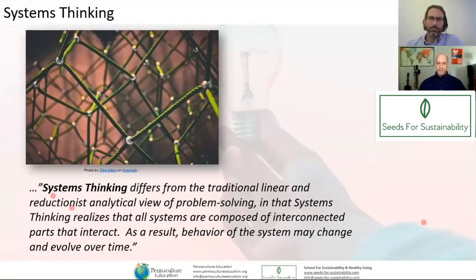So systems thinking also differs from the traditional linear and reductionist analytical view of problem solving. And systems thinking realizes that all systems are composed of interconnected parts that interact. As a result, behavior of the system may change and evolve over time. And so we have to think about the entire system and how each change in the system that we create would affect the overall system.